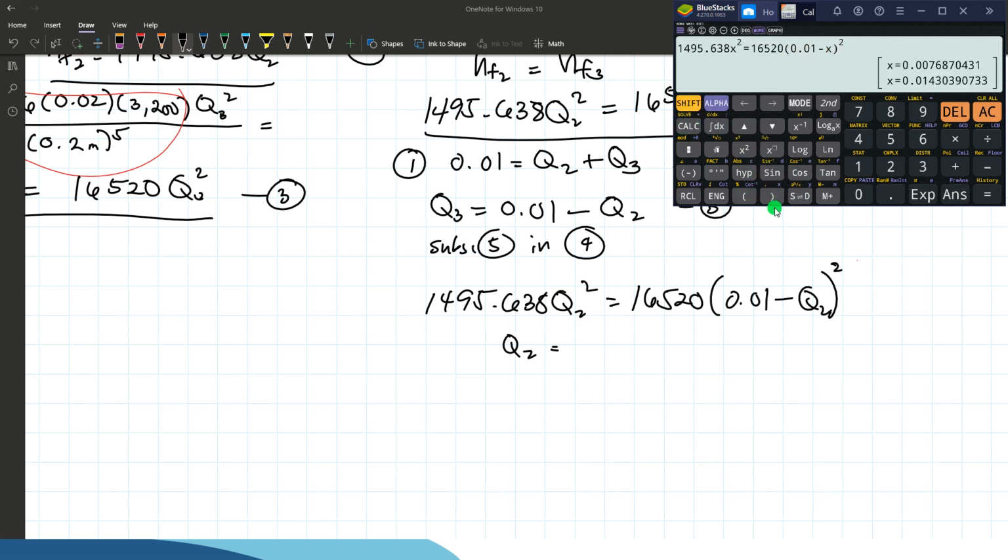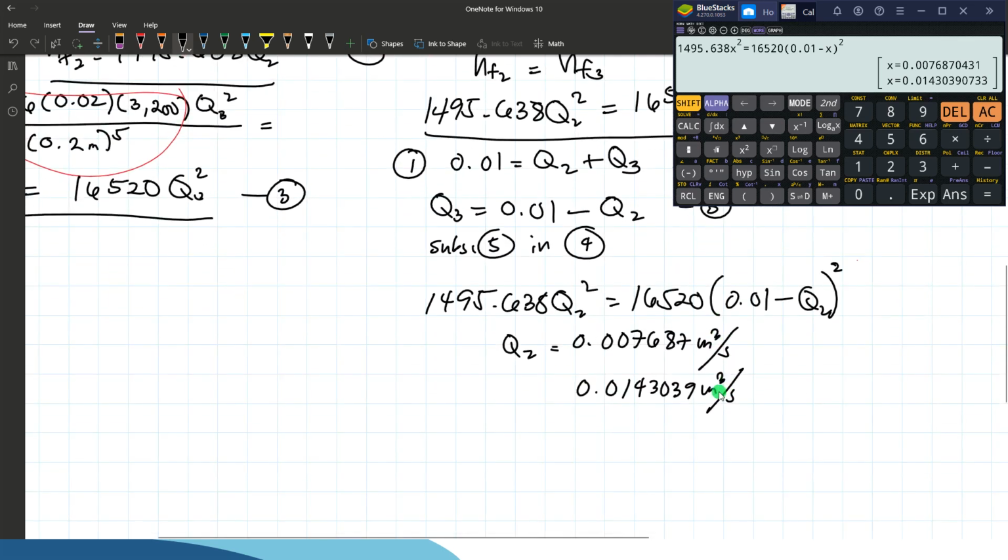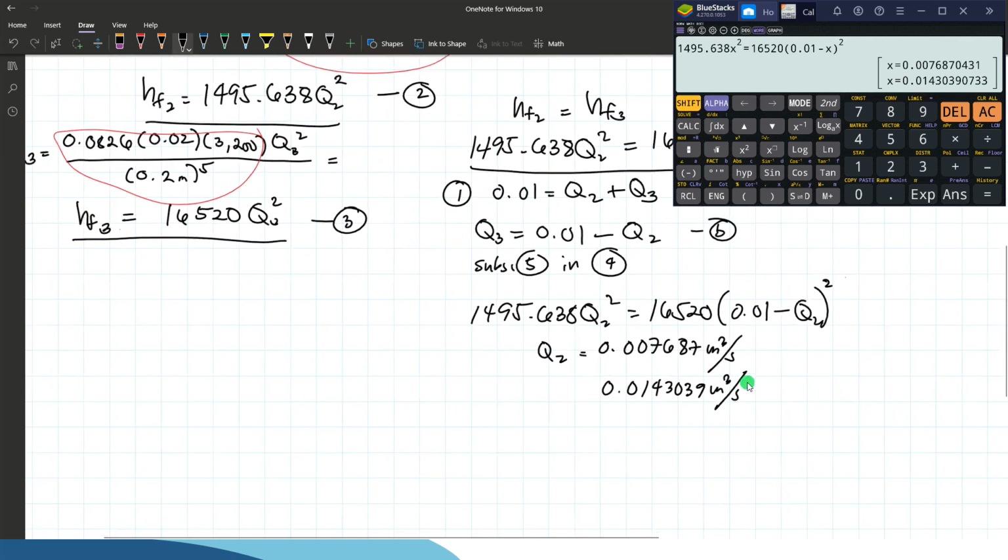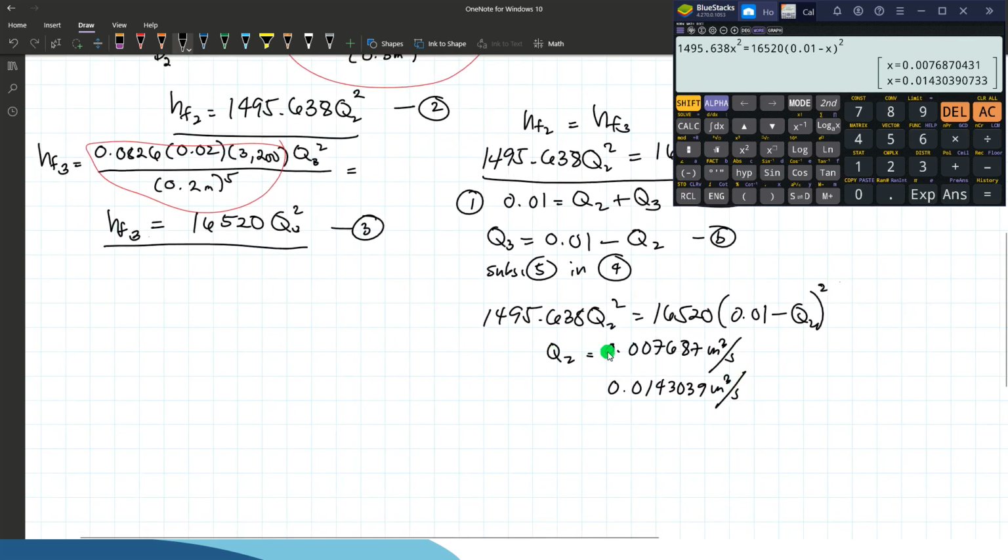Okay, so for x, we have two possible answers, 0.007687 or 0.014339. So based on the two answers, what do you think is the best answer? What is the most suitable answer for the discharge at pipe 2?